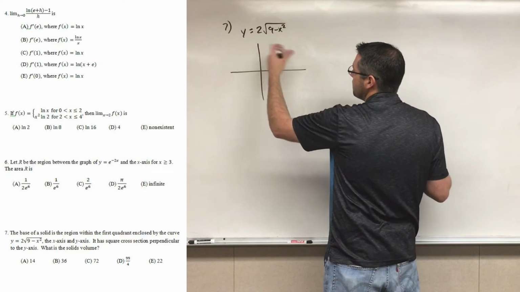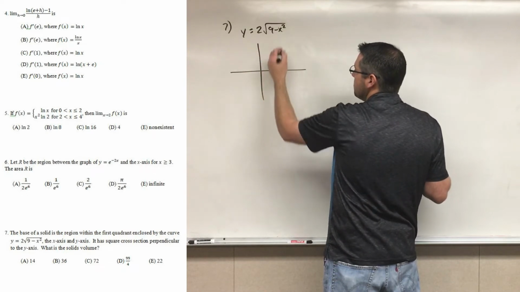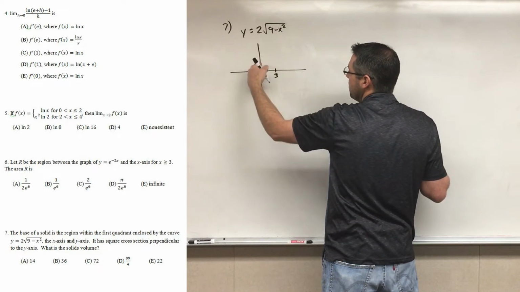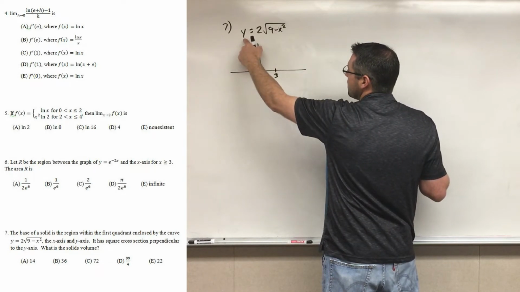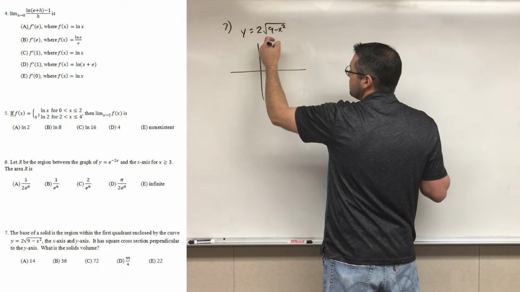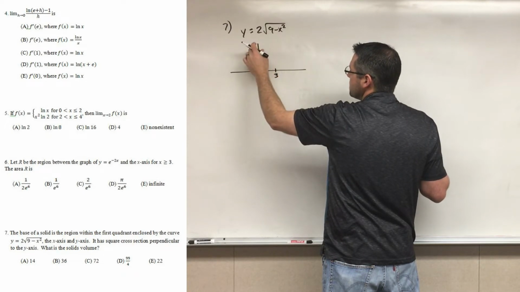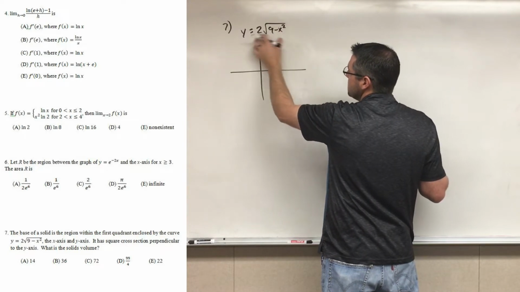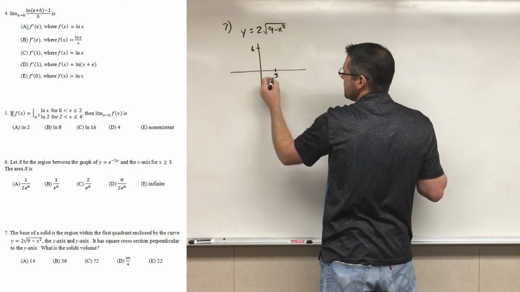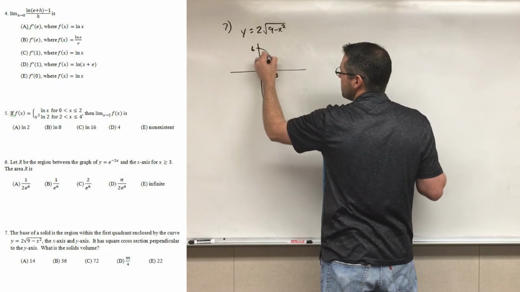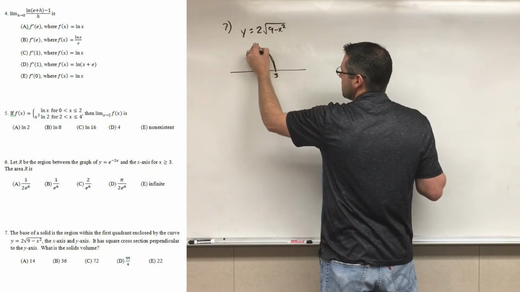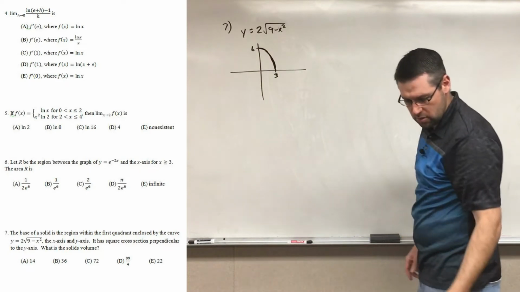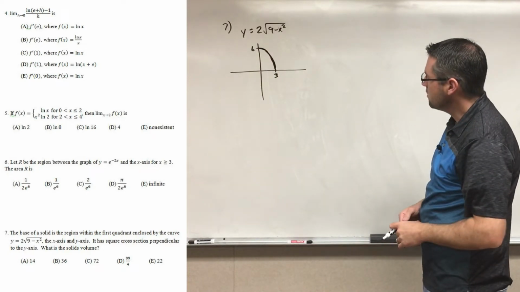If I were to solve for the x and y intercepts, if I plug in 3 here, I'm going to get 0 out for y. And if I plug in 0 for x, I'm going to get the square root of 9, which is 3, times 2 is 6. So we get this kind of curvy shape, like an ellipse or something like that. Okay, so there is the function that we're looking at.